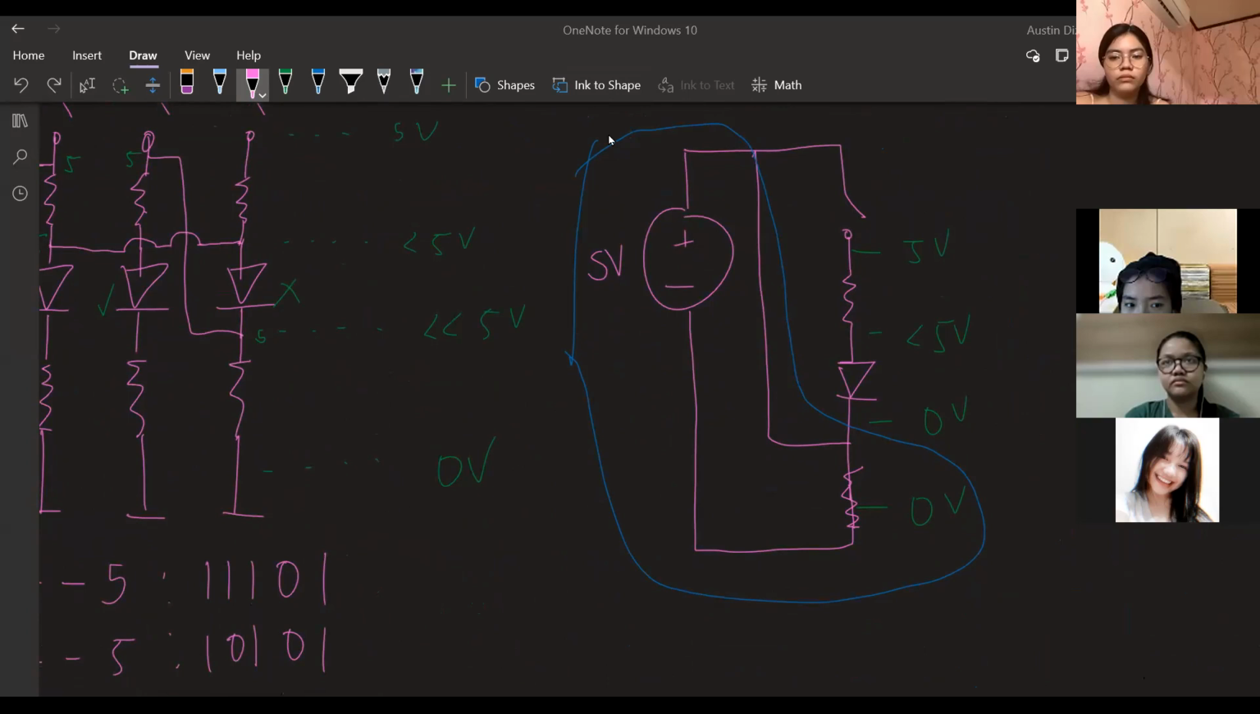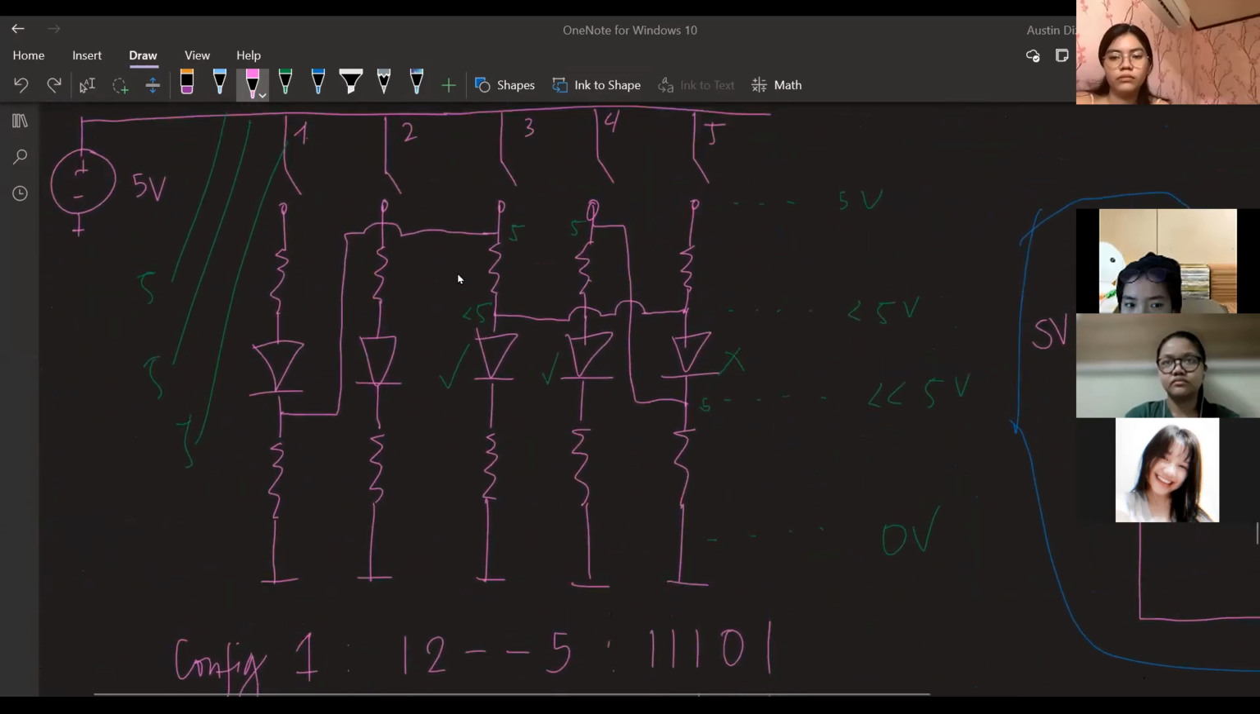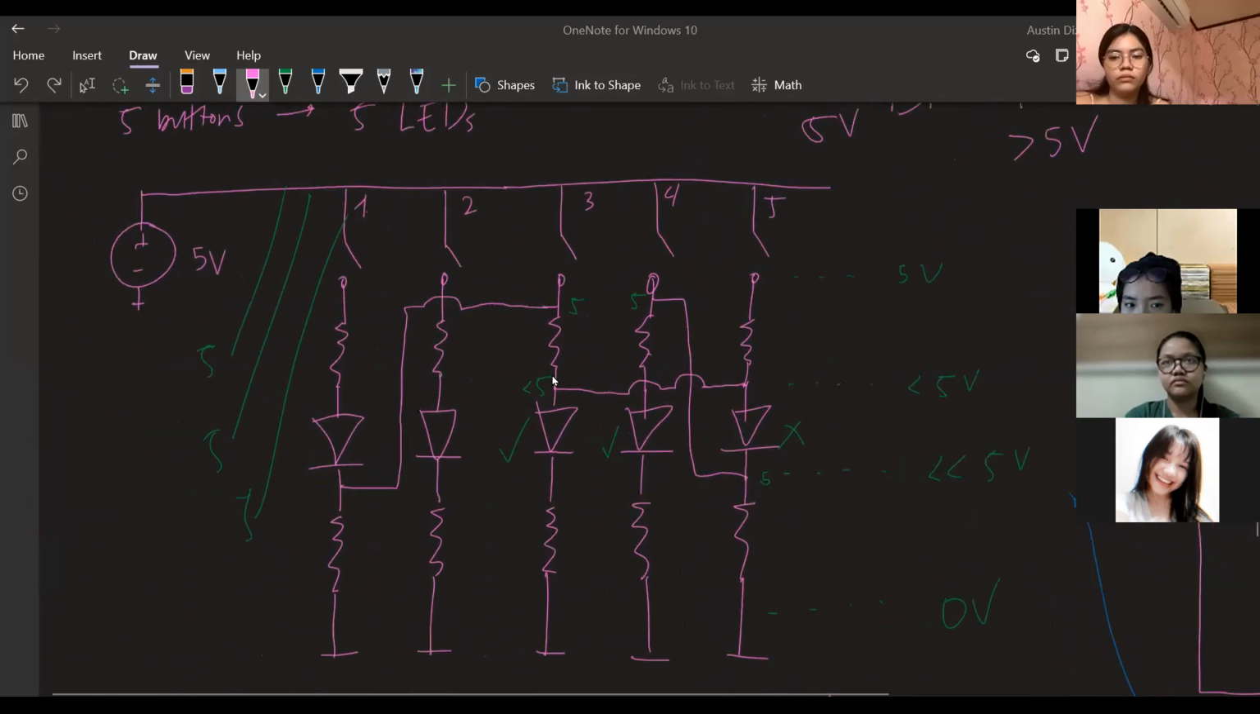Sir, bibigay niyo po ba yung exact circuit na nagawa niyo, sir, para sa last activity? Ito, yung ginawa ko. I think this is it eh. Hindi ko maalala. I think this is it. Ito na yun.